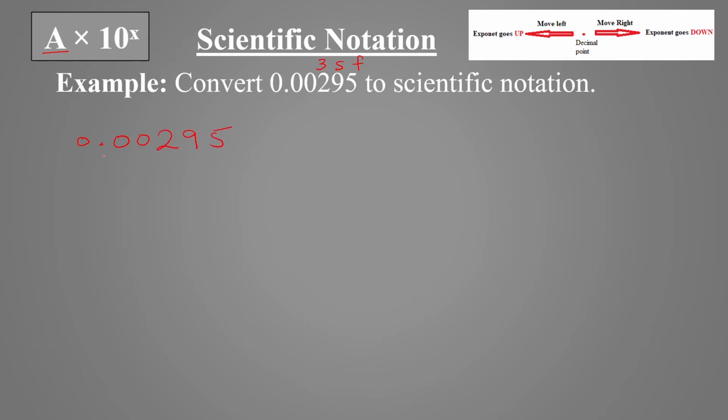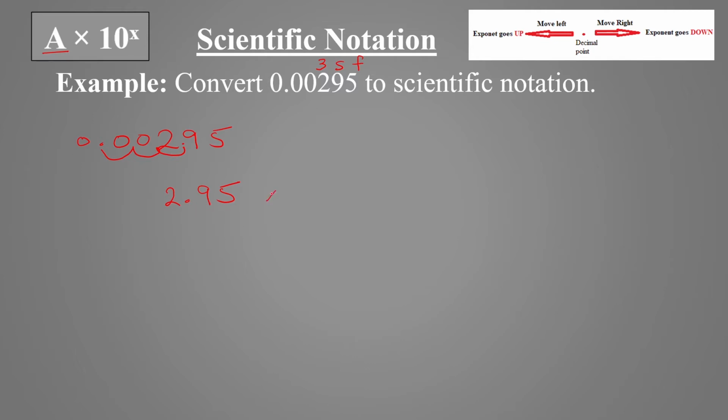Step number 2 is you have to move this decimal point right after the first non-zero number. Your first non-zero number is 2. So you are moving this decimal after this 2. So I'm moving it to the right, right? So my decimal will come here. After moving this decimal, I will write my A. My A will look like 2.95, and then I will check, am I showing the correct number of sig figs? My actual measurement has 3 sig figs. Am I showing 3 sig figs in A? And you can see, yes, it has 3 sig figs.